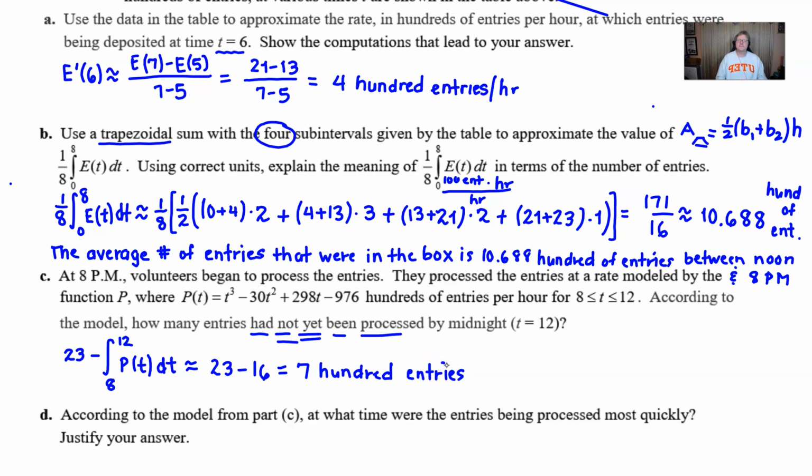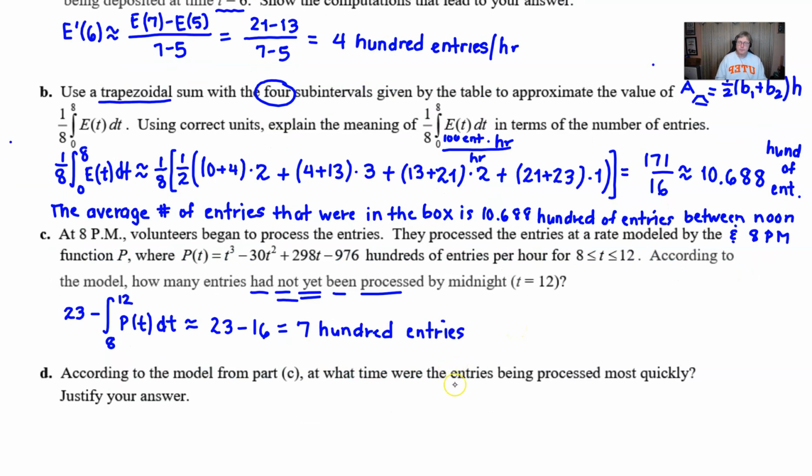And that leaves us with one more part. According to the model from Part C, at what time were the entries being processed most quickly? Justify your answer. Well, in order to pull this off, you're going to have to find a maximum of the rate at which things are being processed, right? At what time were the entries being processed most quickly? Well, the entries are being processed at a rate of p, so we want to find the maximum of p. In order to do that, you're going to have to set p prime equal to 0. And this might require a bit of calculator's use because I believe the answers are going to come up a little bit rough. So let's move over to the calculator and take a look at this.